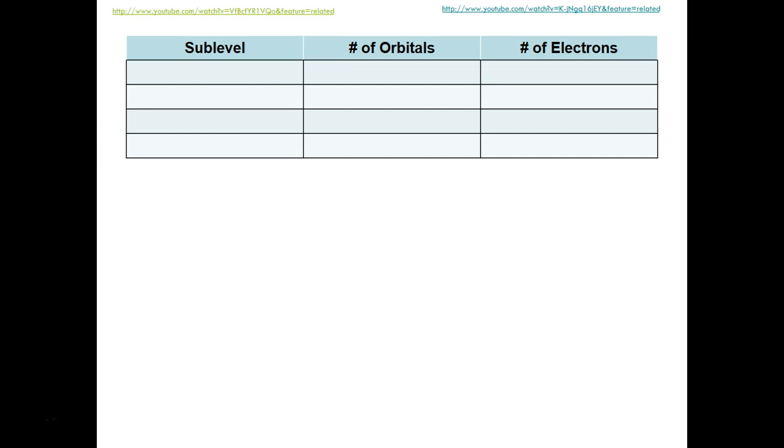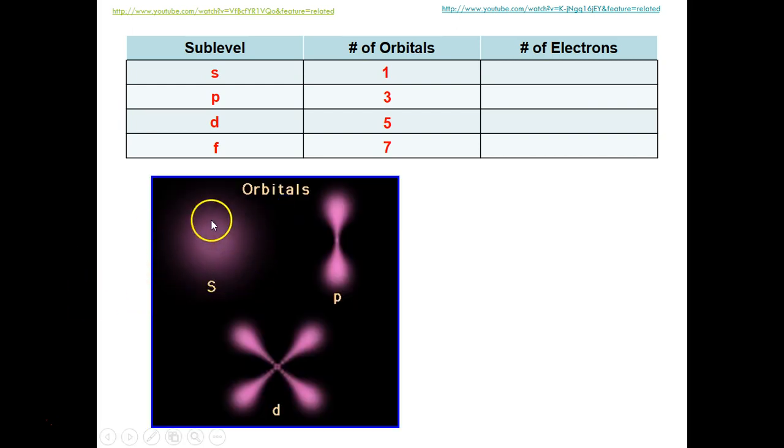So there's 4 sublevels, S, P, D, and F. An S sublevel is made up of 1 single orbital. A P sublevel is made up of 3, a D sublevel has 5 orbitals in it, and an F sublevel has 7. So orbitals kind of look like this.